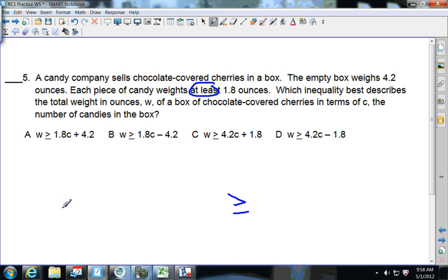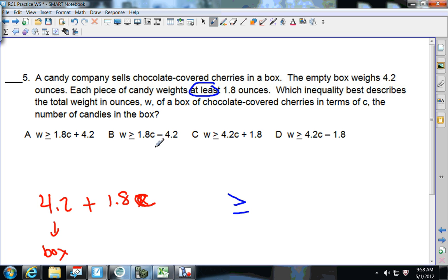The empty box is 4.2 ounces. That's the box. Now it depends on how much chocolate is in there, because each piece of candy is 1.8, and so you're going to multiply it times how much candy is in there. I don't think they're using x. What are they using? They're using C instead, so a C would go right here.